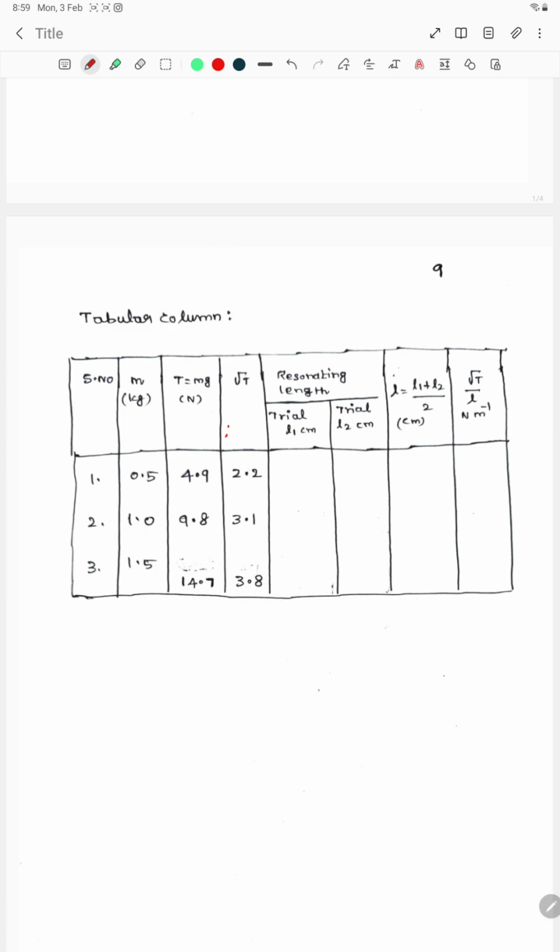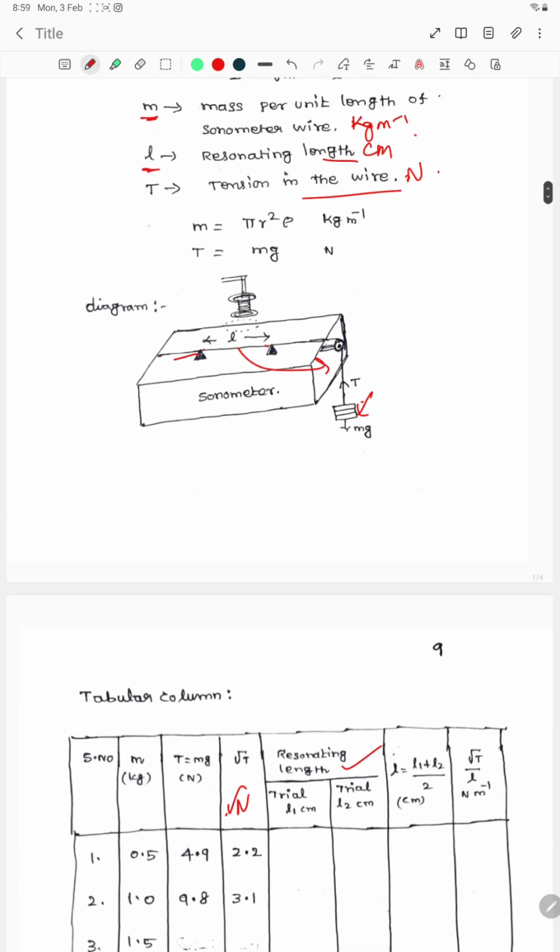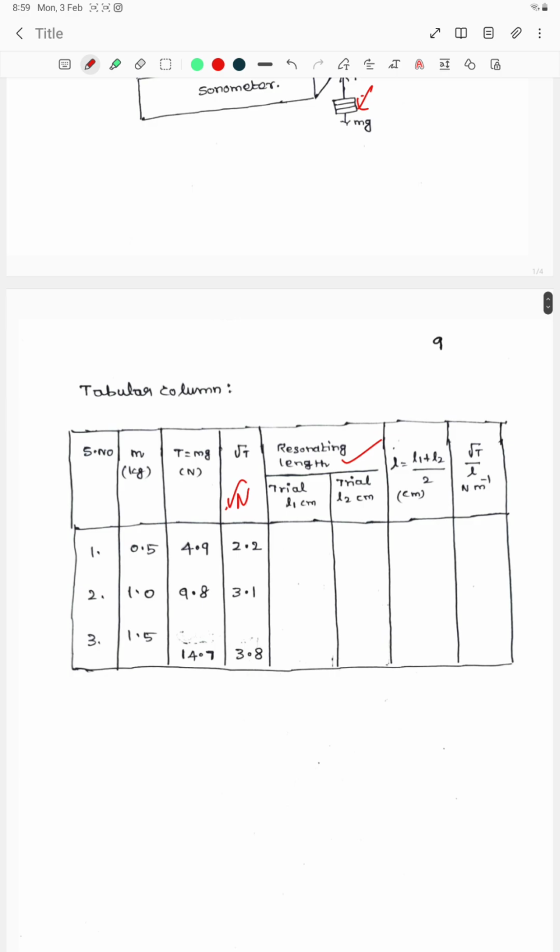Now the change is there. Finally, you're going to calculate the resonating length by adjusting the knife edges. You will adjust the knife edges, and at a particular value you will get the resonating length. For the load 0.5, I'm going to give you sample readings so that I can show you how to do the calculation. For the load 0.5, we are getting 30.5, and then here it will be 29.5. Sorry, this is loading and this is unloading the wire.